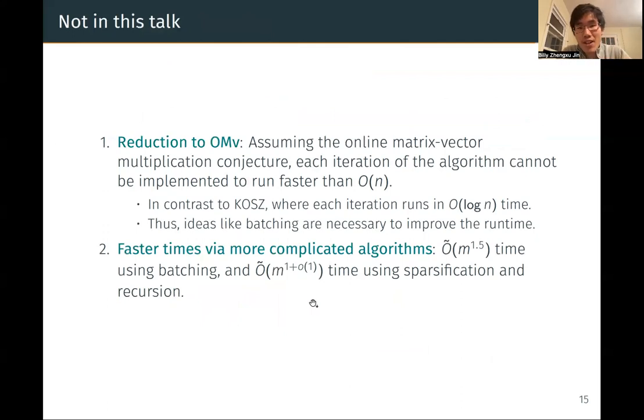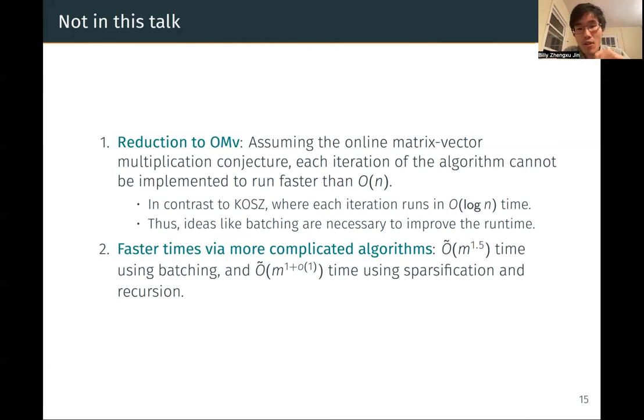Not covered in this talk are the following. We didn't talk about the reduction to online matrix vector multiplication, which says that, assuming this hardness conjecture, you can't implement the iterations of the algorithm one by one faster than O(n) time. And this is surprising, because in the Kelner-Orecchia-Sidford-Zhu (cycle toggling) algorithm, you could implement each iteration in O(log n) time, even if you just do them one by one. So this shows that in a dual setting, where you do cut toggling instead, ideas like batching and more complicated ideas are necessary to improve the runtime.